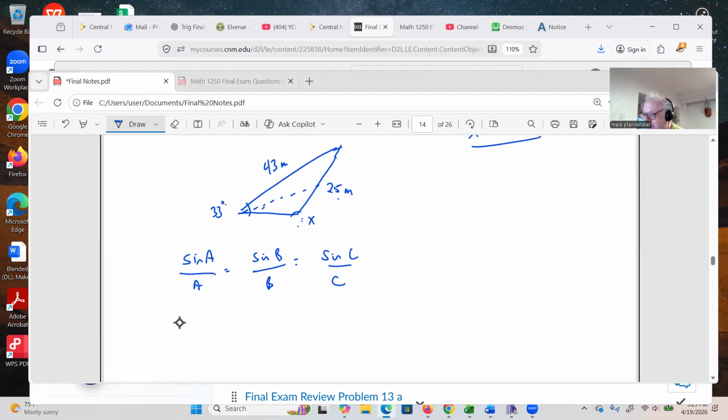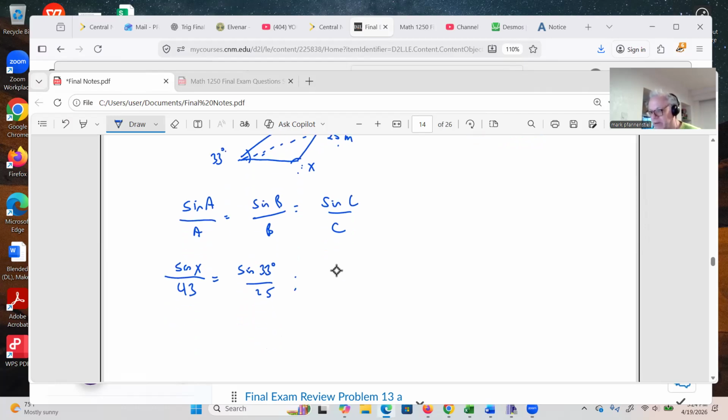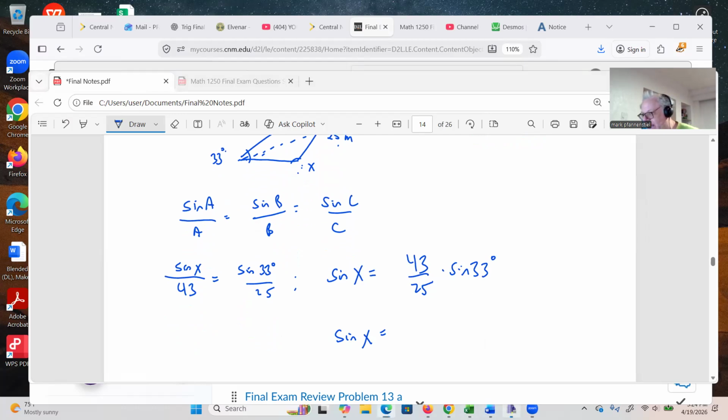Let's set up a couple of relationships here. I want sine of X over 43 is equal to sine of 33 degrees over 25. We're going to solve for sine X. So sine X is equal to 43 over 25 times the sine of 33 degrees. Let's go ahead and calculate this out.